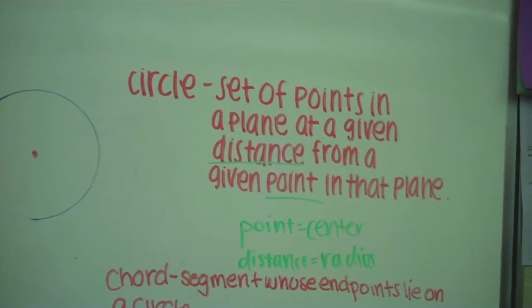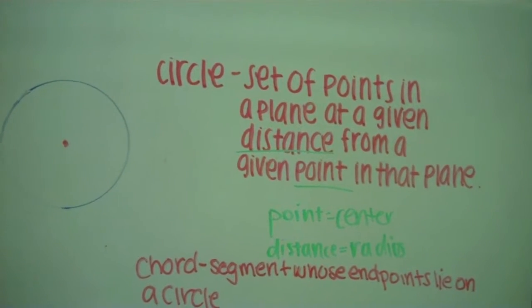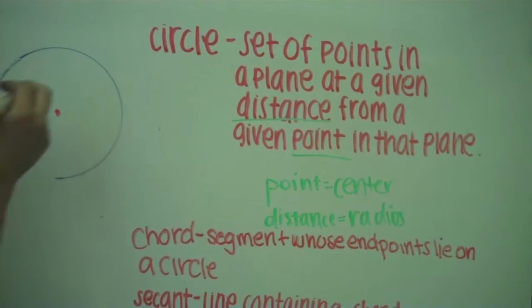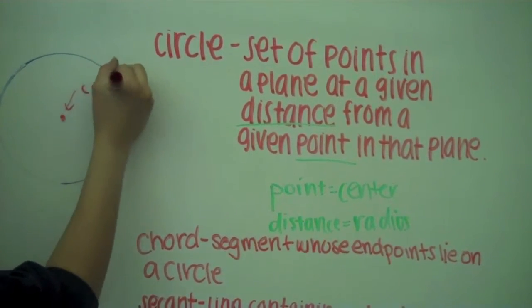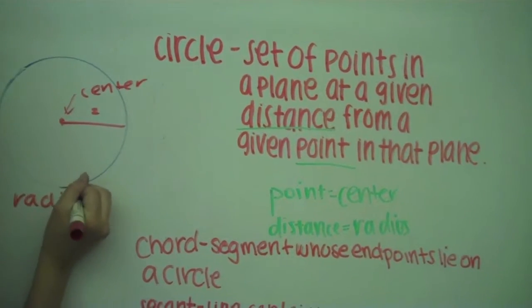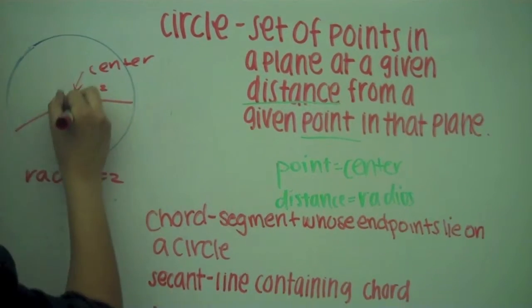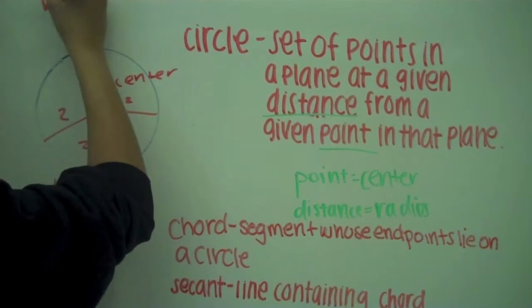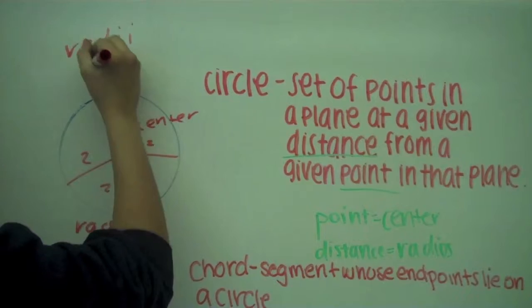A circle is the set of points in a plane at a given distance from a given point in that plane. The given point is the center of the circle, and the given distance is the radius. Any segment that joins the center to a point of the circle is called a radius. All radii of a circle are congruent.